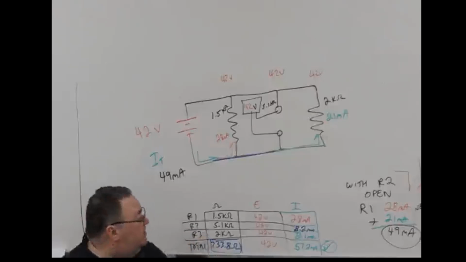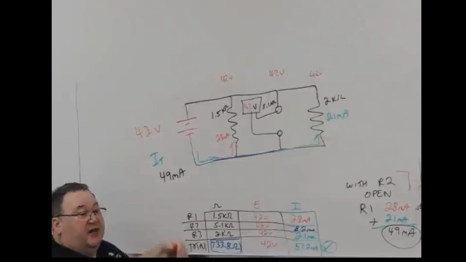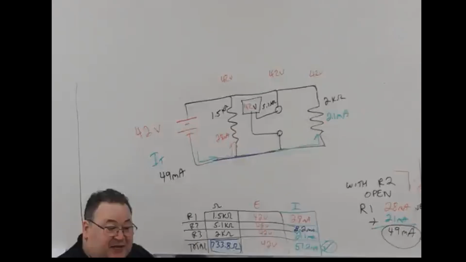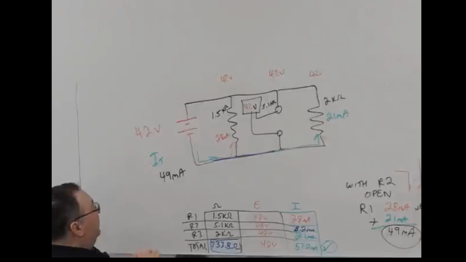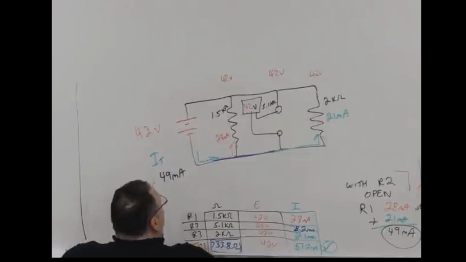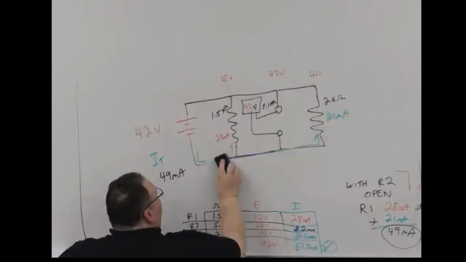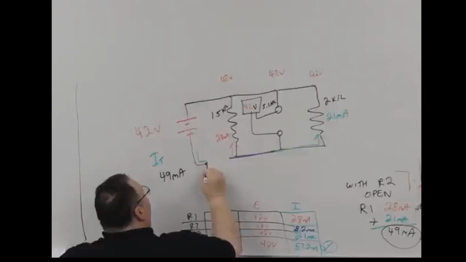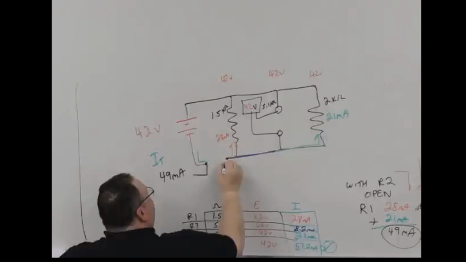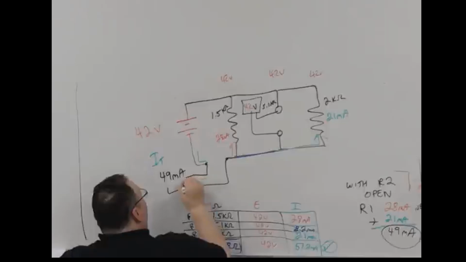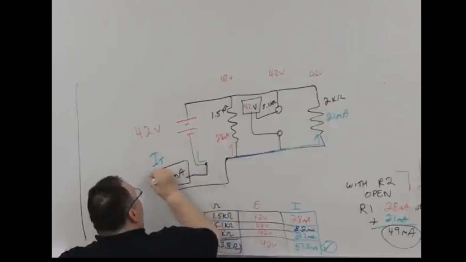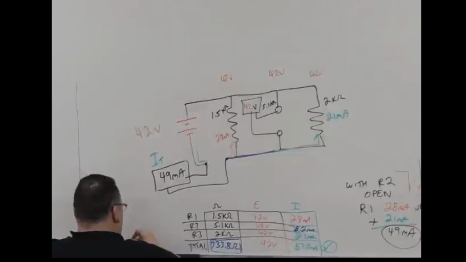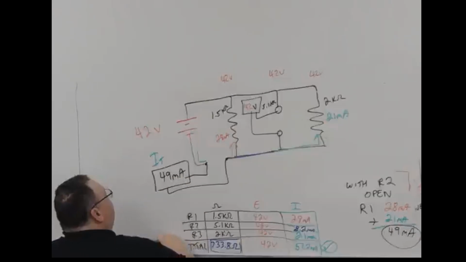So my resistance and my voltage measurements aren't going to be as forthcoming as they were in a series circuit. However, by measuring this total current, and the easiest way to do that in our lab is to just put it right in between the power supply and the rest of the circuit.